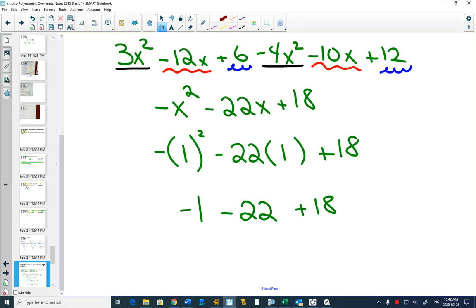Think of your number line. You're at minus 1. You subtract 22. Where are you going to be at? Negative 23. And then you're going to add 18. On your number line, you're at negative 23. You add 18. You get to negative 5. You're adding, because you have to think, right? Here's 0. Negative 23 would be here. And now we're going back. We're adding 18. That's going to be somewhere here. What number would that be? That number would be negative 5.